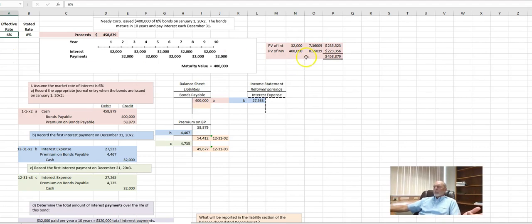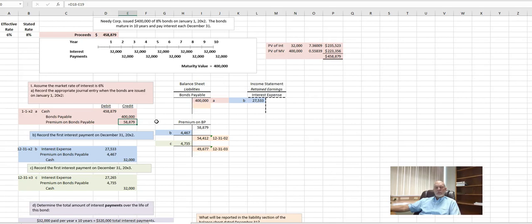So I calculated the present value using the 6% effective rate to be $458,879. So we're going to debit cash for that. Always credit the bond payable for the amount that has to be paid. And in this case, we're going to credit the premium for the difference. So again, the premium is not a contra liability since it adds to, but it's a valuation account. It adjusts the carrying value of this bond.